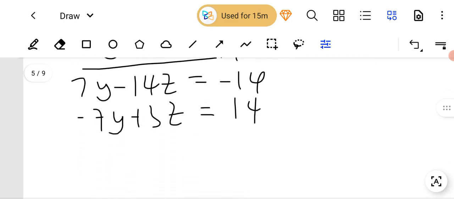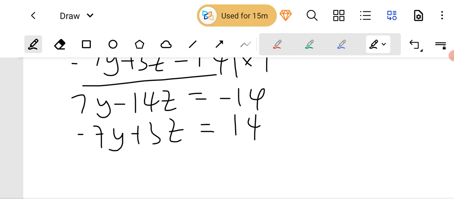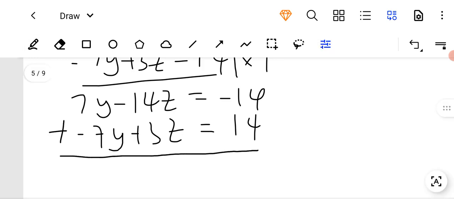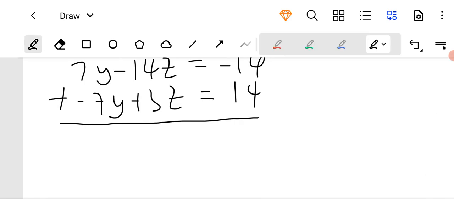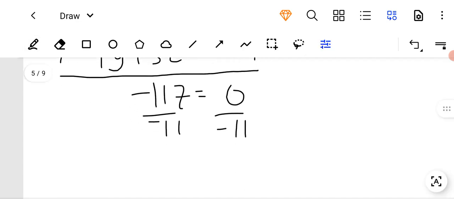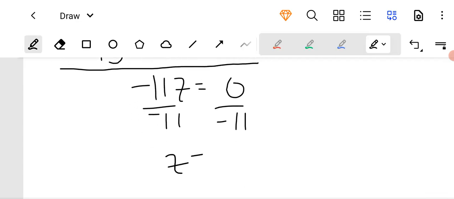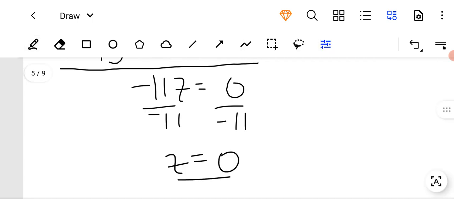Okay, so to continue, here we're just going to add across so that the y's eliminate themselves, then we remain with negative 11z is equal to negative 14 plus 14 is 0, so divide by negative 11, divide by negative 11, z is equal to 0, like that.